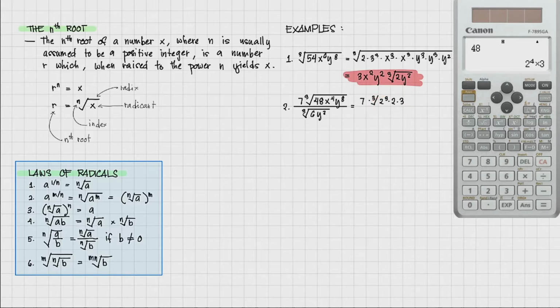Then next we have x raised to 4. We could just break that down: x cubed times x. And then for y, we have y cubed times y cubed times y squared. And that's the whole thing under the cube root. And then for the denominator, we have the cube root of 6, which is basically 2 times 3. So we can't really do anything about that denominator, right? So we could just maintain it as 6.